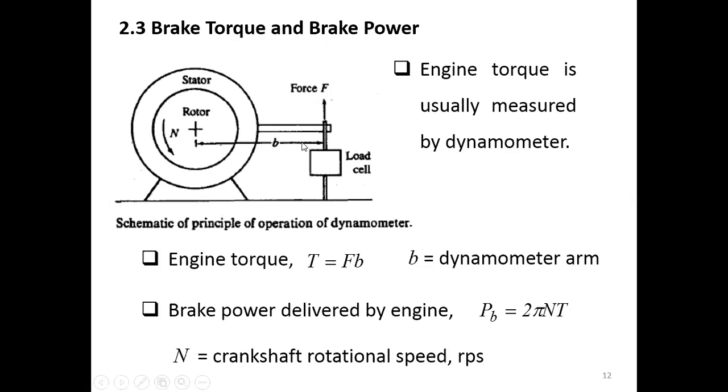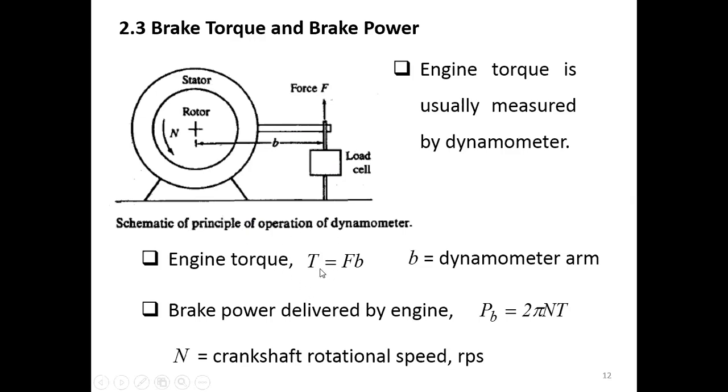Then we exert the force on the dynamometer, right? We keep pressing on the force until our dynamometer can stand still in its initial position. And then we measure the amount of force that we exert on the dynamometer and multiply it by the dynamometer arm here. This gives us the amount of torque.